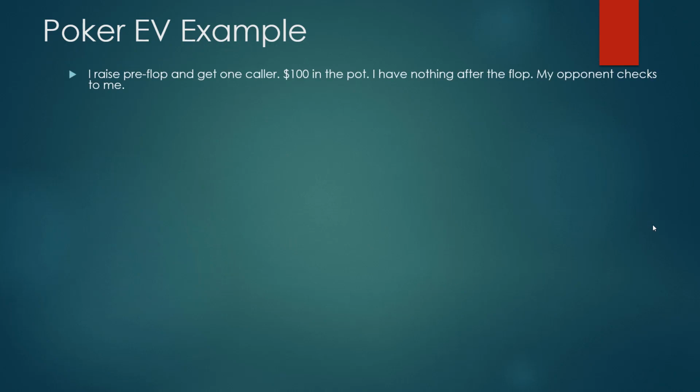I raise pre-flop and I get one caller. $100 in the pot. I have nothing after the flop. So the flop, I don't have a pair. I don't have anything. My opponent checks to me. What do you do and why?